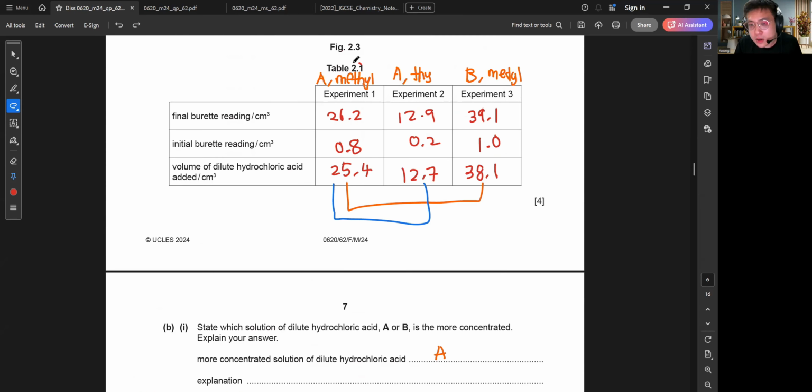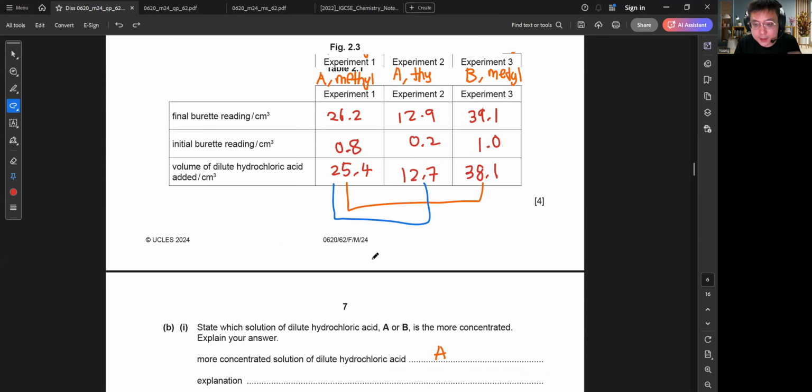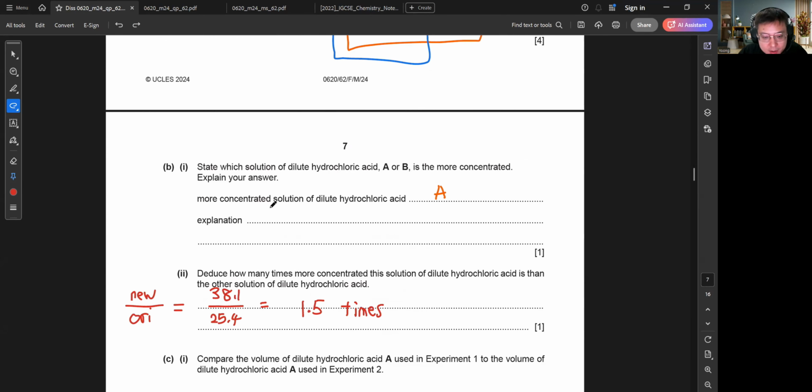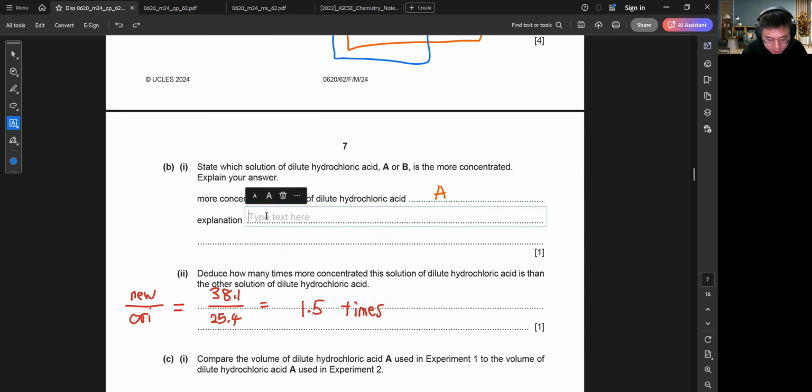We just say that when we use A or B, because the question says when we use A or B. So we just say when we use dilute hydrochloric acid A, the volume of the acid needed is lesser compared to when we use B. I think it's quite clear, all right? So you can just fill in the answers by yourself. Maybe we can just try typing together, all right?